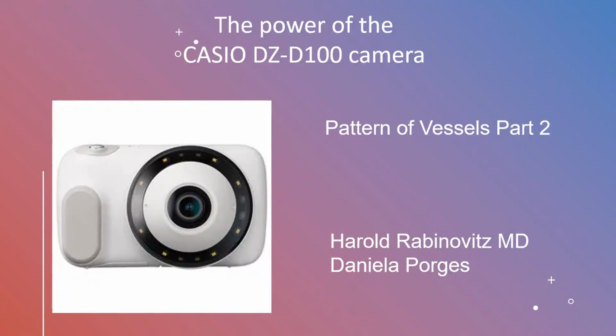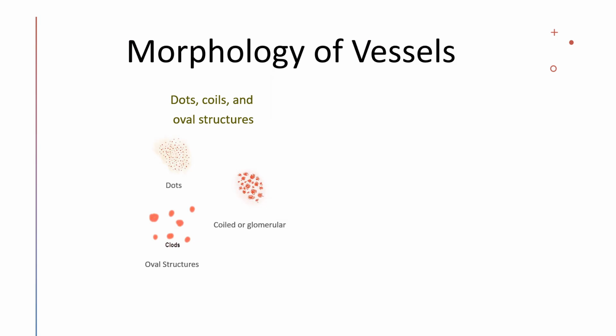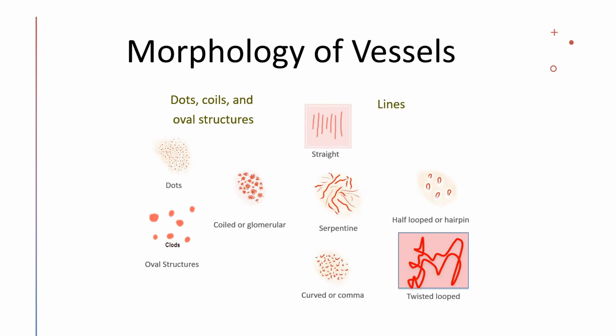In part 1, we spoke about different patterns. In part 2, we're going to be talking about the morphology of blood vessels. And the morphology of vessels include dots, coils, oval structures. They can be lines, which are straight, serpentine, half-looped or hairpin, curved or comma, or twisted loop vessels.